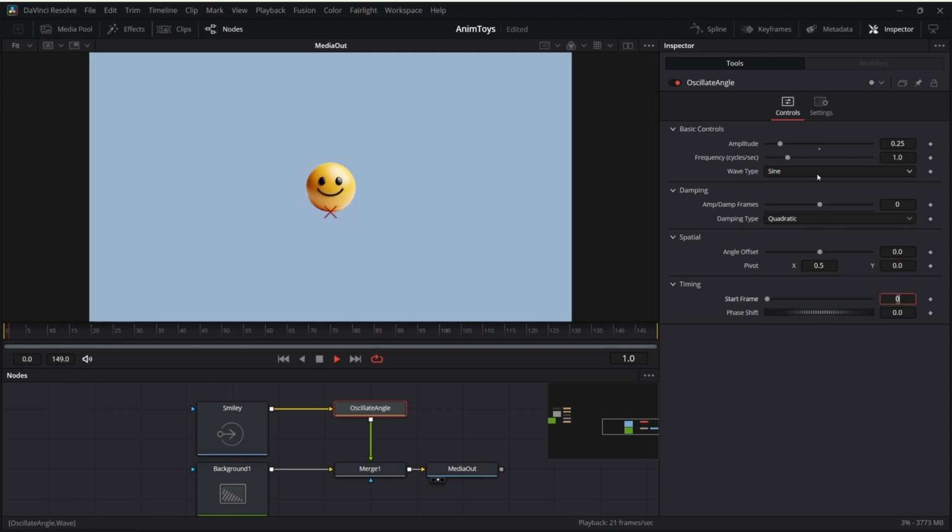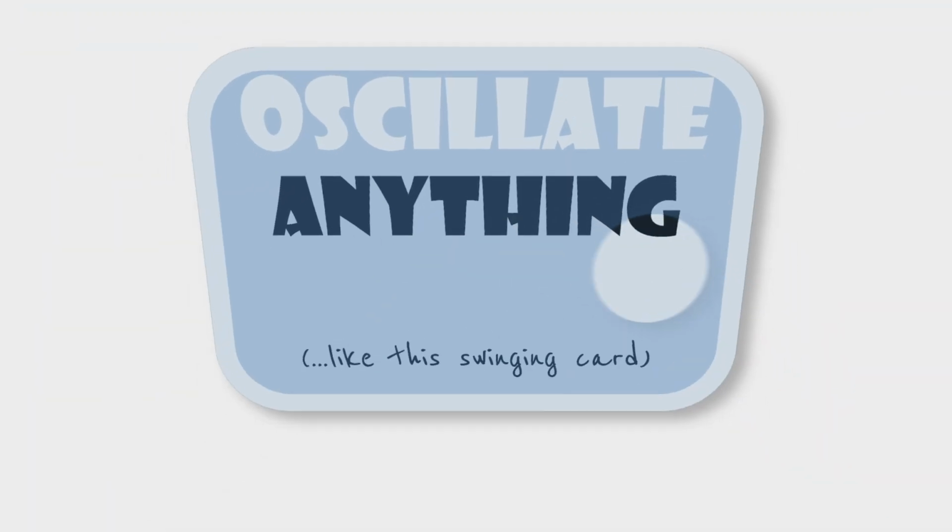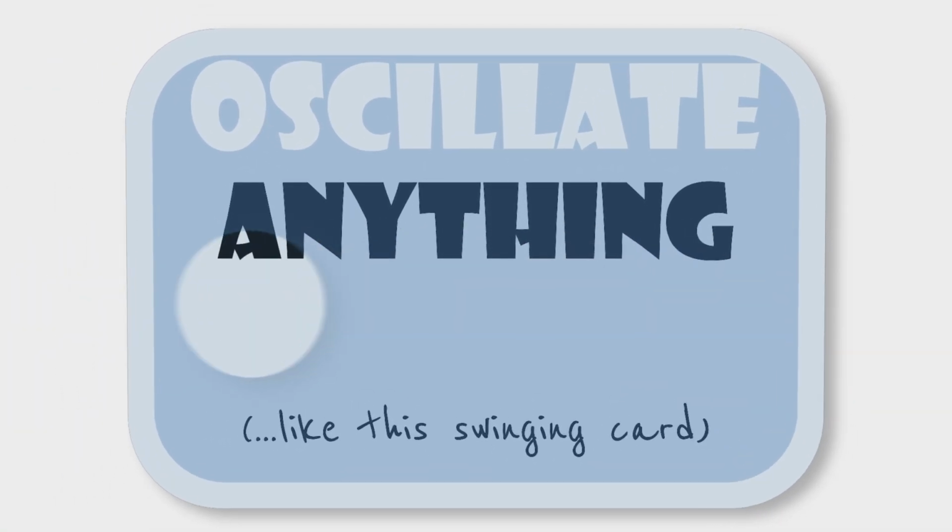Let's change the wave to a bounce, change the angle offset, and phase shift it 180 degrees. Then we can add some damping, and there you go, a floppy, smiley balloon. Now, most of the time, oscillating position, angle, and size will be all that you need. But what if you could oscillate anything?